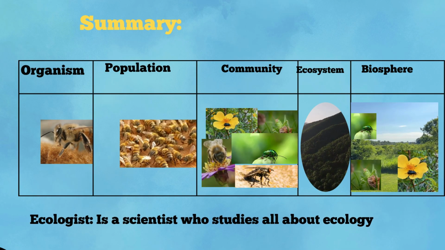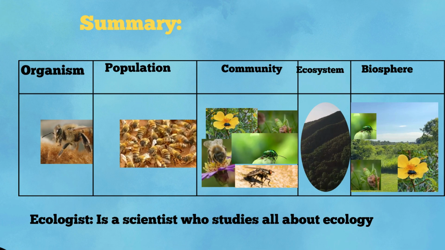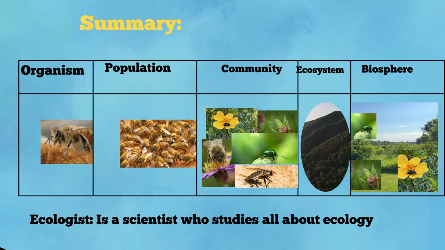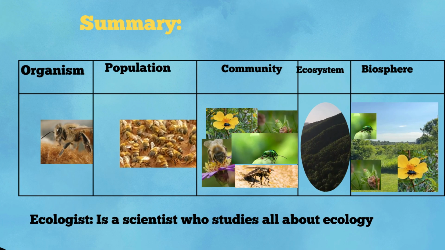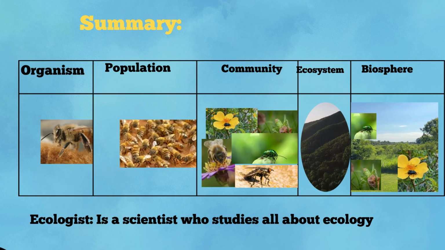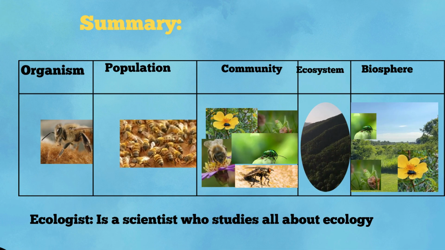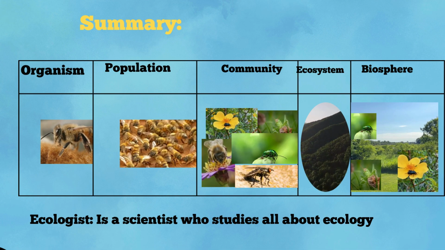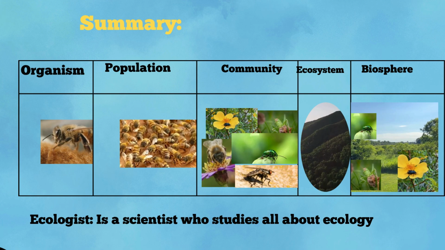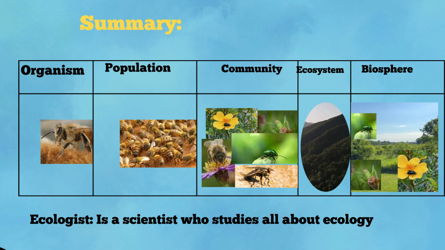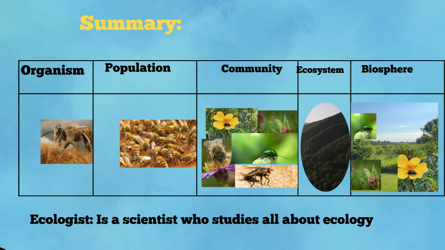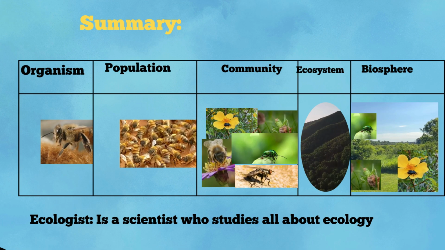Let's take a summary of what you have seen. As you can see, the table below shows the summary of all we have seen. Organism, population, community, ecosystem, and biosphere. They show and summarize what you have seen. What you also have to note, an ecologist is a scientist who studies all about ecology.